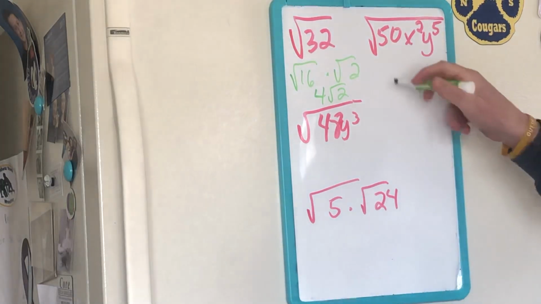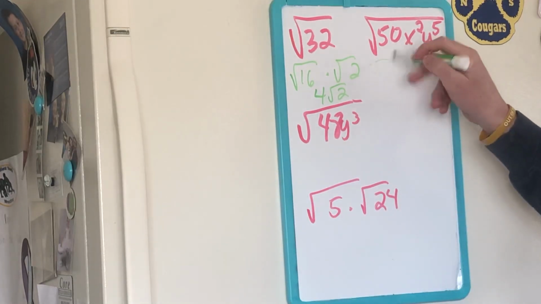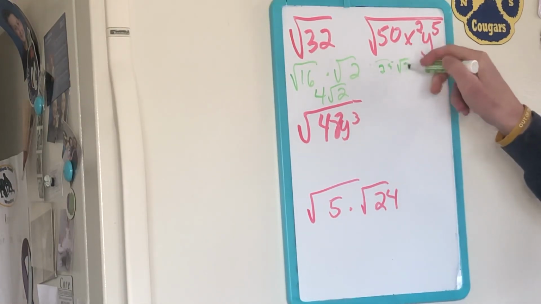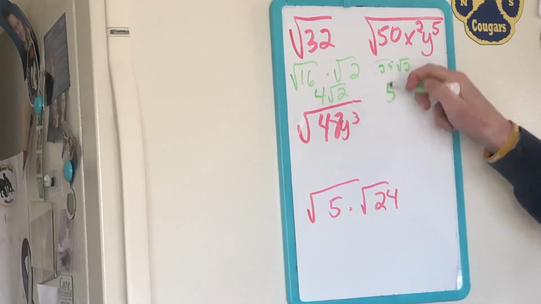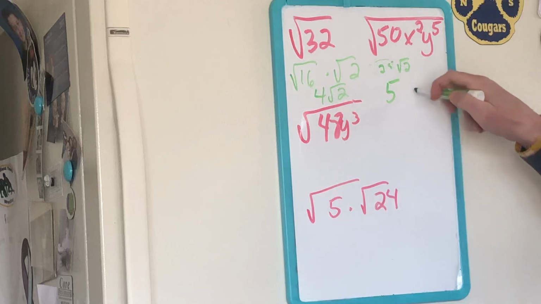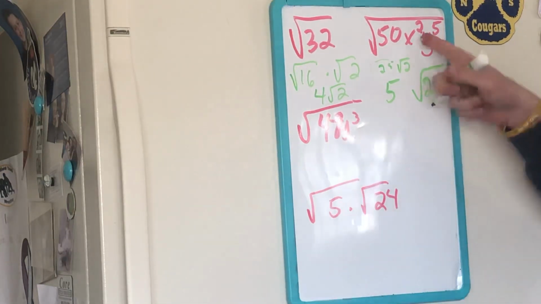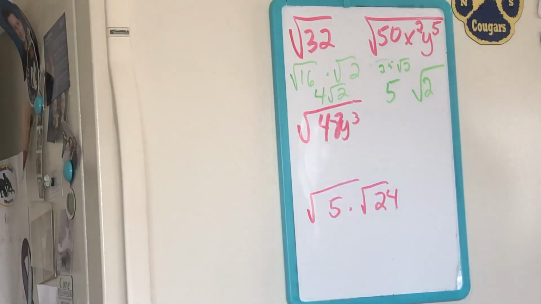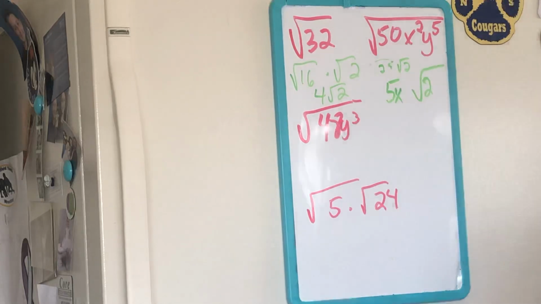This one, 50. You cannot take the square root of 50, so 50 breaks down to 25 times 2. Okay? The square root of 25 is 5. So that's 5 outside, 2 inside. The square root of x squared, what times itself is x squared? It's x. So that just goes outside.